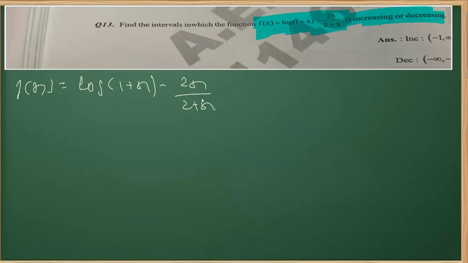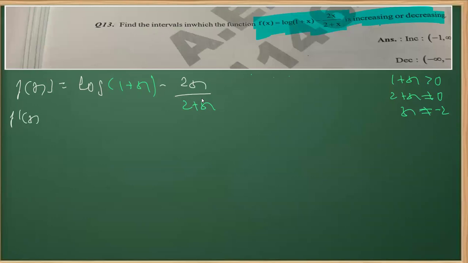Now, before we find the derivative, let's find the domain of this function. You can see that for log, the expression inside the log has to be greater than 0. That's the first condition. The second: it's in the form of p by q, where q cannot be 0. So 2 + x cannot be 0, which implies x cannot be -2. Now let's find its derivative.